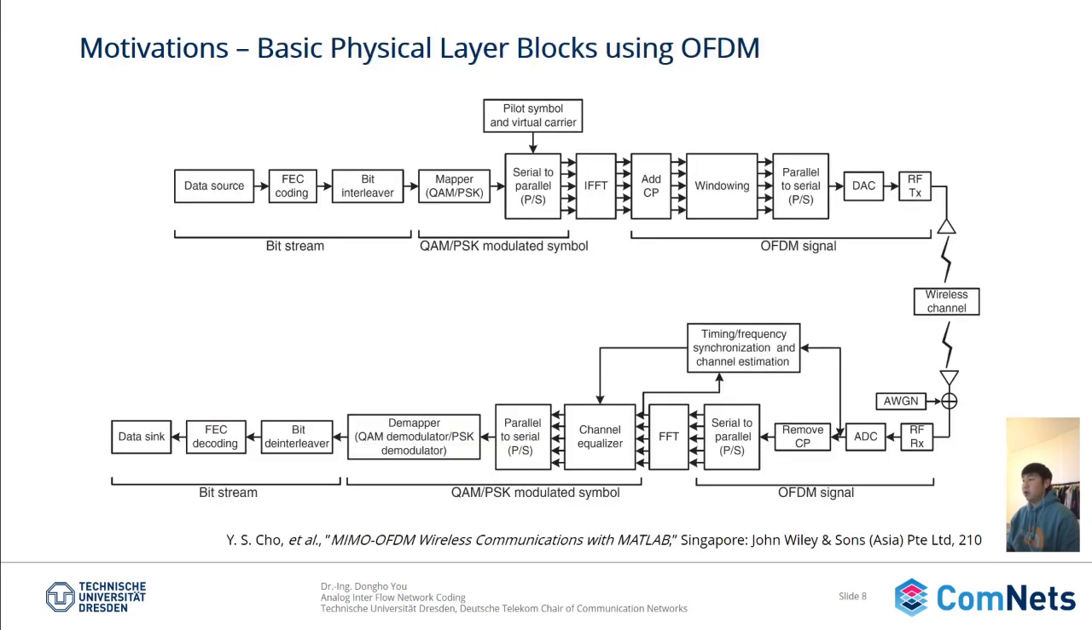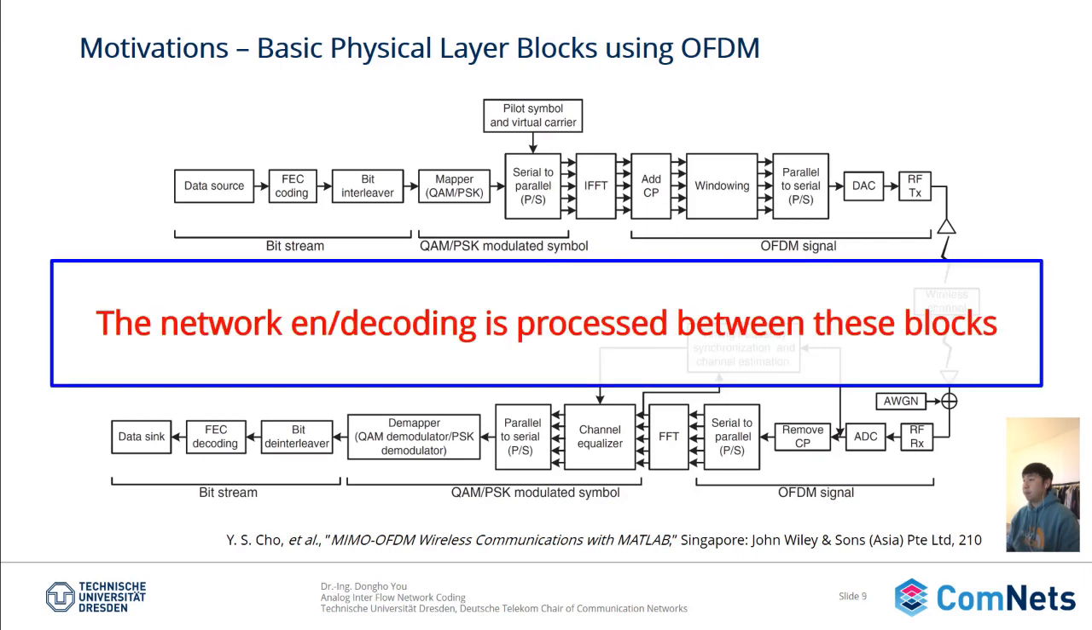Okay, this is the block diagram of the physical layer. There are channel coding, modulation, OFDM, and so on. Among these blocks, if the node performs network coding, this can be analog interflow network coding. Consequently, analog interflow network coding is the network encoding and decoding processed between the physical layer blocks.